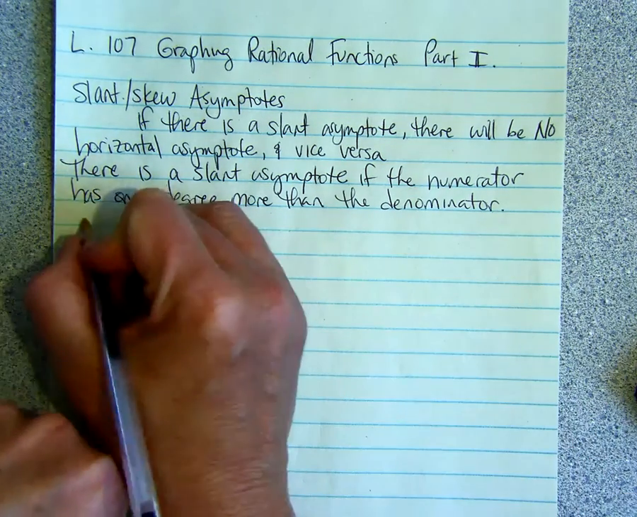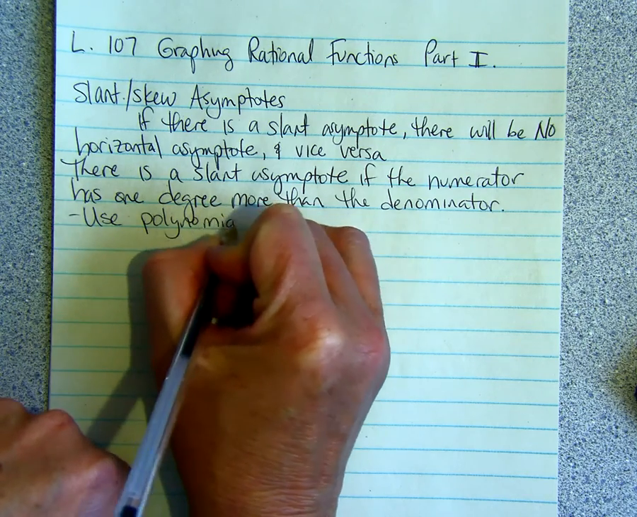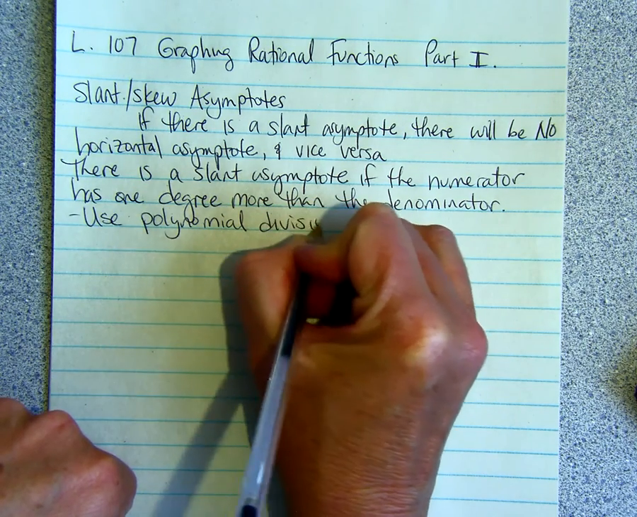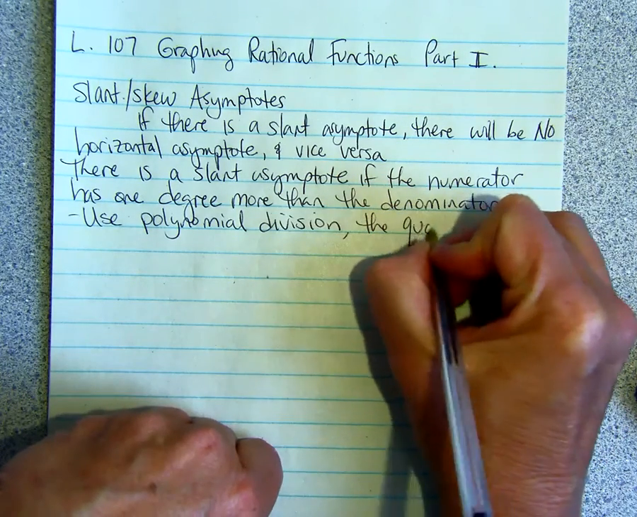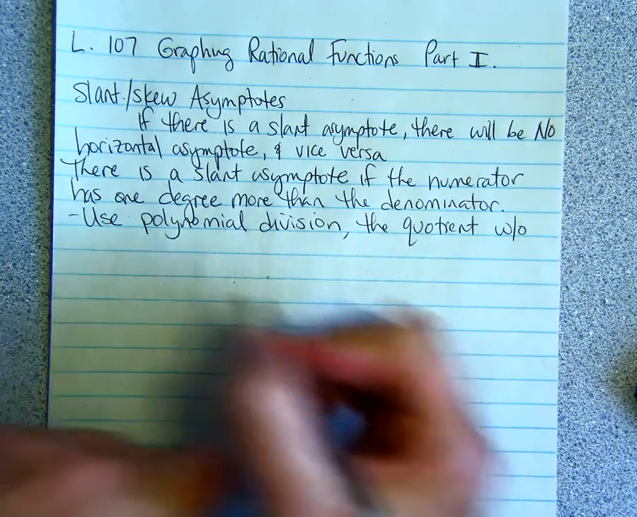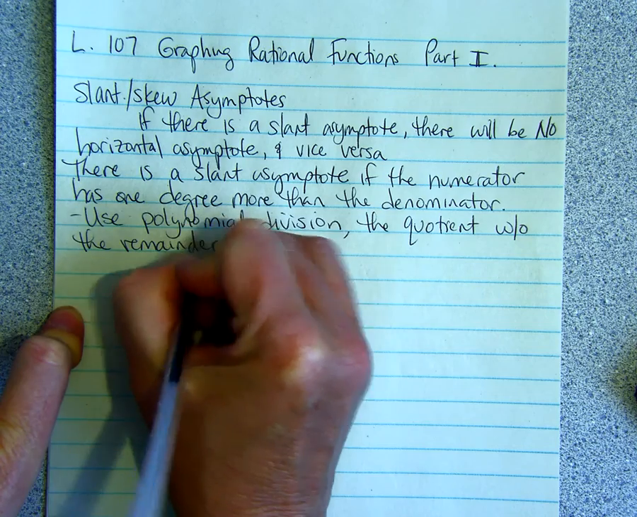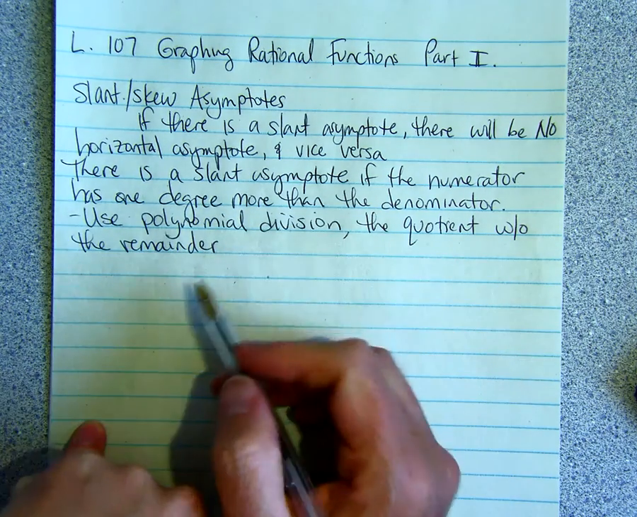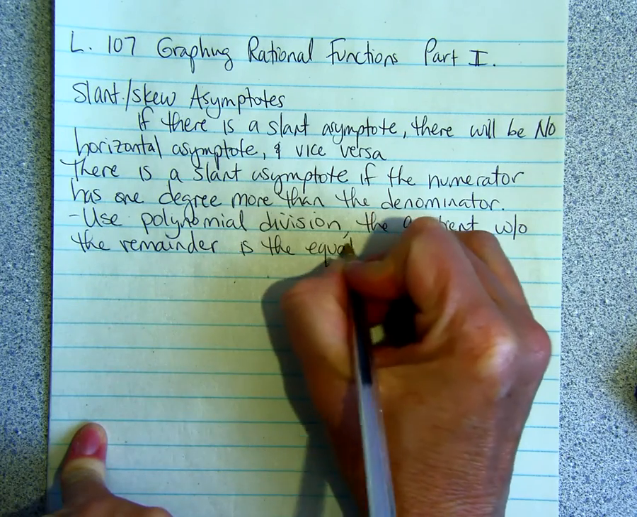So you use polynomial division, which I know you guys love to do. The quotient without the remainder. So you don't need to get the remainder. So you just find the quotient and then ignore the remainder. So the quotient without the remainder is the equation of the slant asymptote.